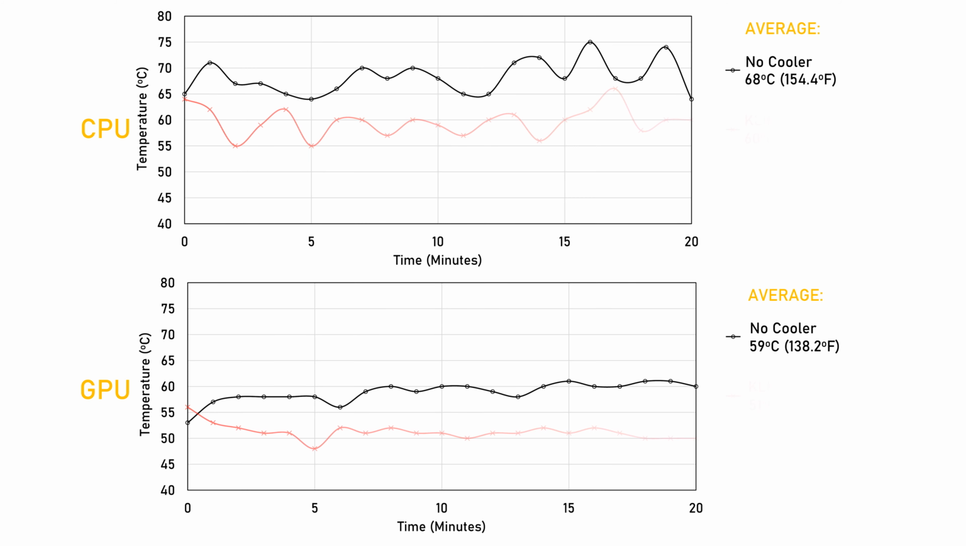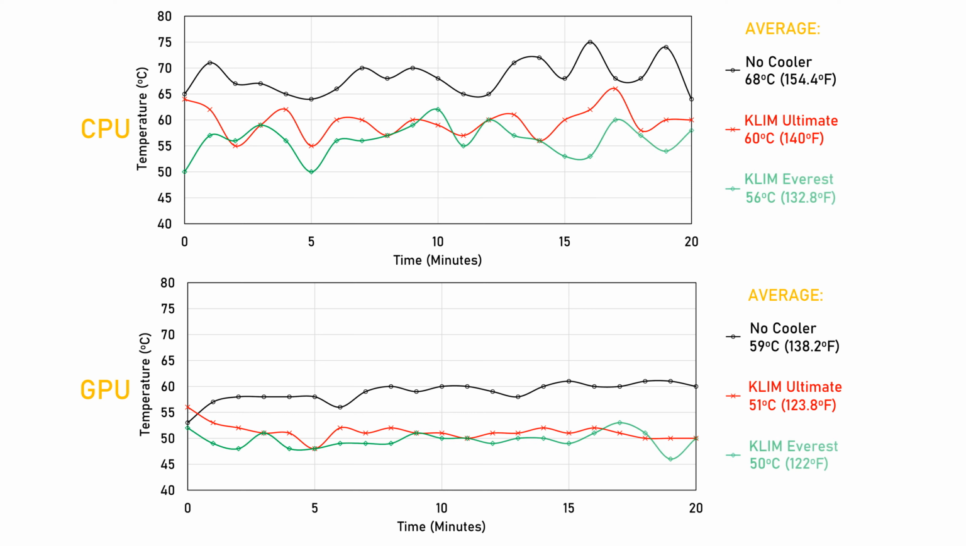With the introduction of the KLIM Ultimate, the laptop operated with an average CPU and GPU temperature of 60 degrees and 51 degrees Celsius, respectively, an average reduction of 8 degrees Celsius. With the introduction of the KLIM Everest, the laptop operated with an average CPU and GPU temperature of 56 and 50 degrees Celsius respectively, an average reduction of 10.5 degrees Celsius.